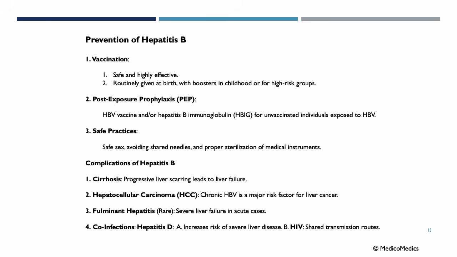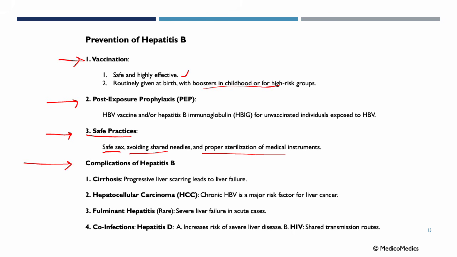How can we prevent hepatitis B? Well, vaccination. It's safe and highly effective. It's routinely given at birth with boosters in childhood or for high-risk groups. Post-exposure prophylaxis. Another prevention could be safe practices like avoiding shared needles, safe sex, proper sterilization of medical instruments.